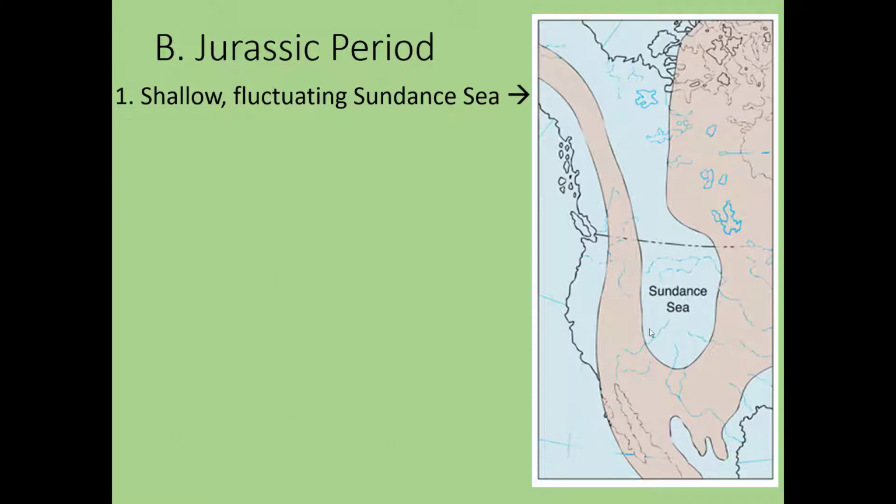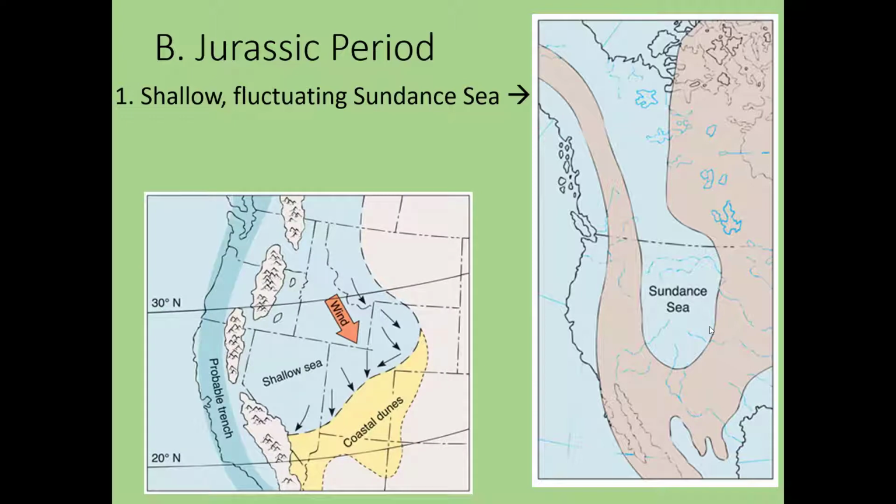So the Sundance Sea, once again, is surrounded by land masses, and so it's shedding sediment into the Sundance Sea, and also is at a pretty warm temperature. You can see that here is a paleo map showing 20 degrees north latitude and 30 degrees north latitude. So I mention this for two reasons. One of which is that you know that there's very often deserts right around 30 degrees north and south latitude because of high evaporation rates.